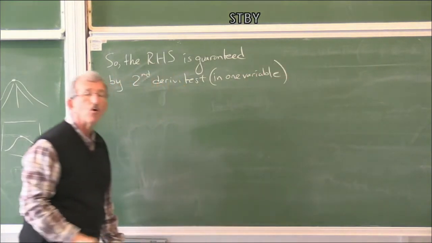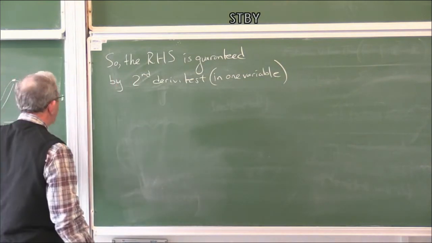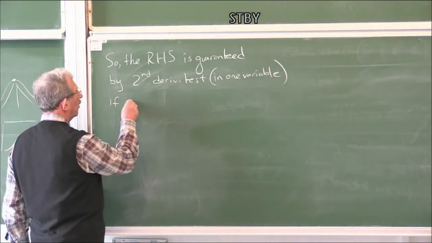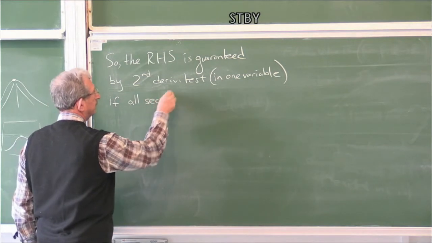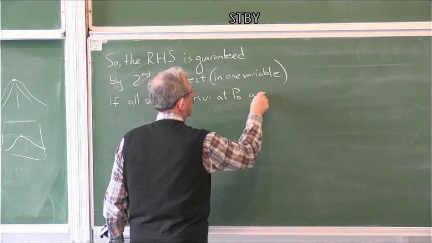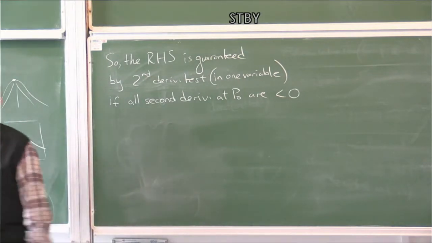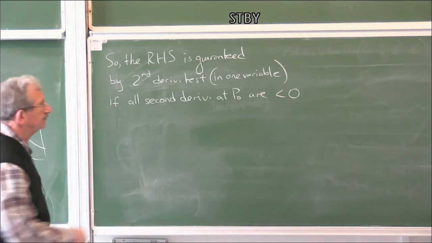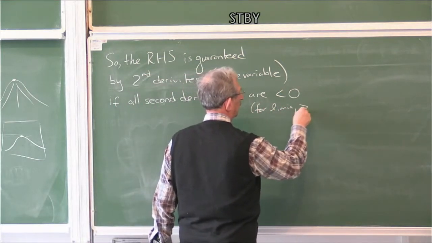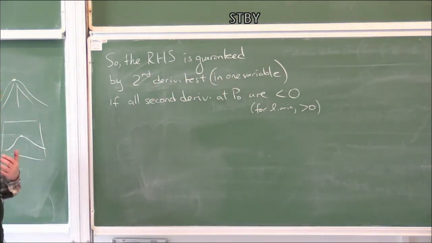We don't have one for multivariables yet. So for the one variable case, because we have a curve, the right-hand side is guaranteed by the second derivative test if all second derivatives at P0 are negative. Of course, respectively, positive for the minimum case. I'm talking about the local maximum case. So that's what the second derivative test in one variable says.